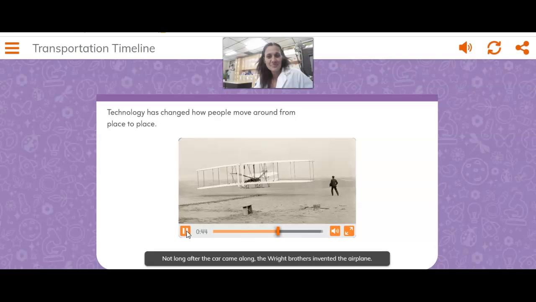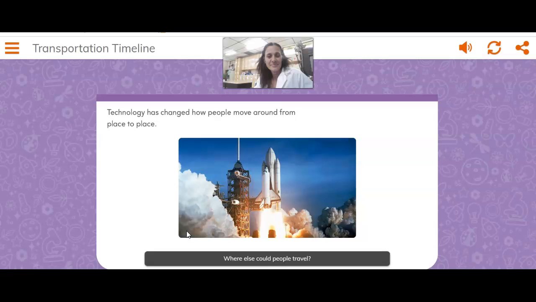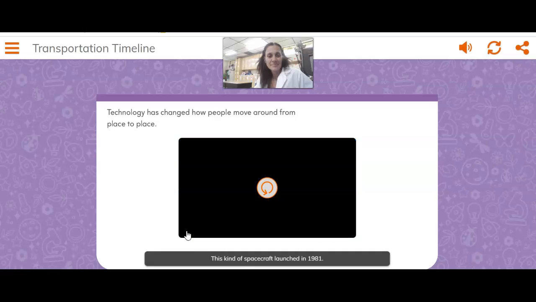Not long after the car came along, the Wright brothers invented the airplane. They flew their first plane in 1903. Where else could people travel? Space! This kind of spacecraft launched in 1981. Okay, so those are some ways that technology changed over time.